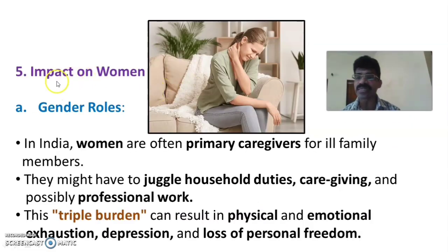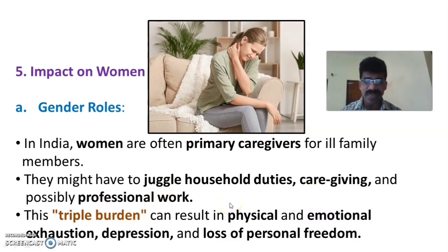Then the fifth impact is the impact on women. This point we have already discussed. Under that, the first one is gender roles. As we have already discussed, in India women are often the primary caregivers for ill family members. If any family member is suffering from any disease in India, usually the caregiver is a woman. They might have to juggle household activities, duties, caregiving of the particular patient, and even possibly professional work. They might have to go for a job.